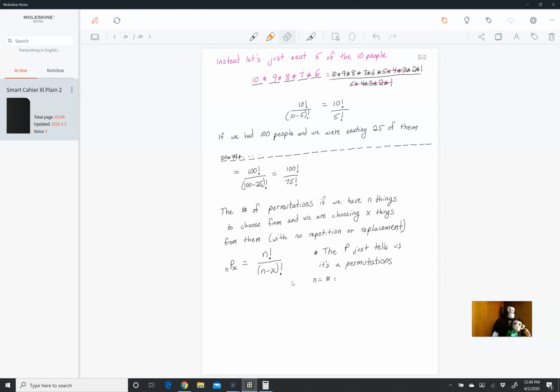N is the number of things we have, and X is the number of things we're choosing. So for example, 30P2 is 30 factorial over 30 minus 2 factorial, or 30 factorial over 28 factorial, which is the same thing as 30 times 29.